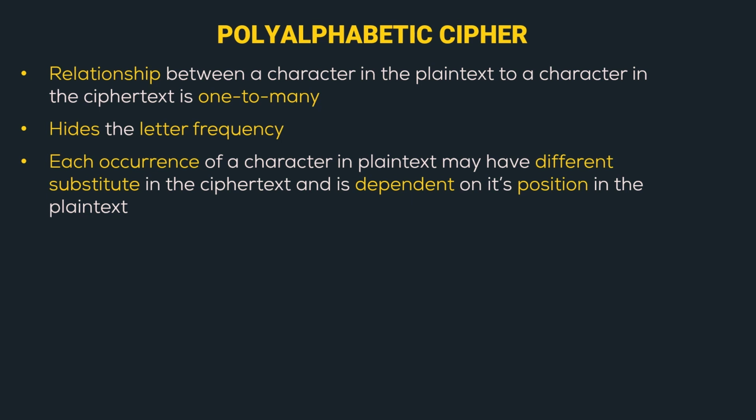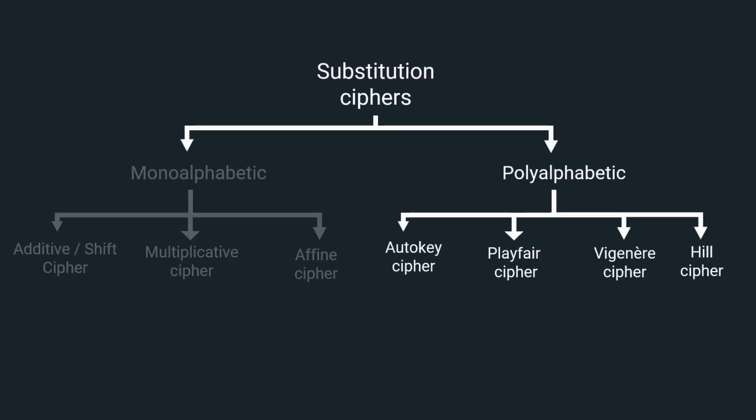And since the encryption and decryption are dependent on the position, we have a key stream represented as K1, K2, K3 and so on. Here Ki is used to encrypt the ith character of the plain text to the ith character in the cipher text. And as you would have guessed, the plain text is a plain text stream represented by P1, P2, P3 and so on. Same goes with the cipher text, which is represented as C1, C2, C3 and so on. So this was a quick introduction to polyalphabetic ciphers. In the next video, we will cover all the remaining ciphers starting with AutoKey cipher.